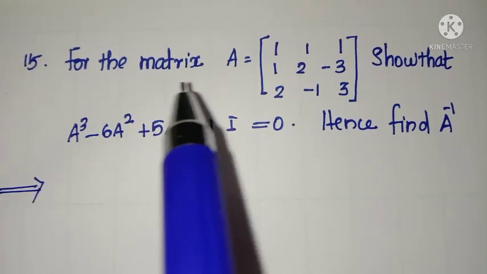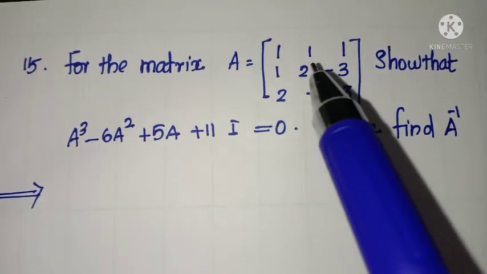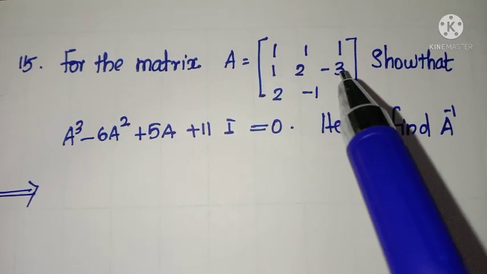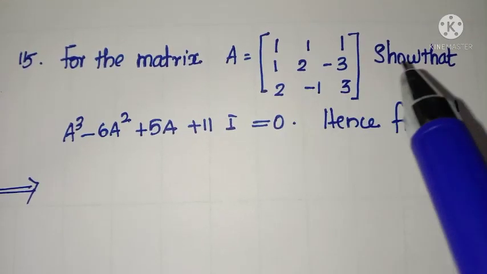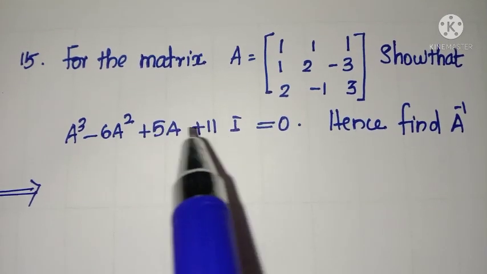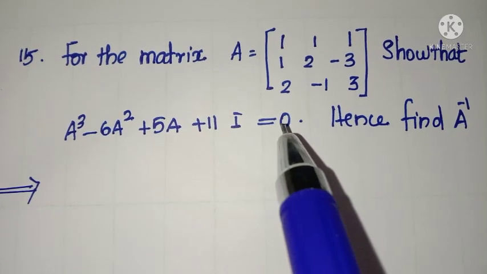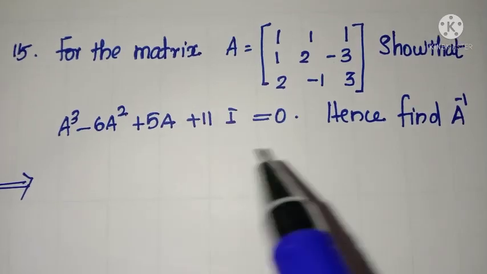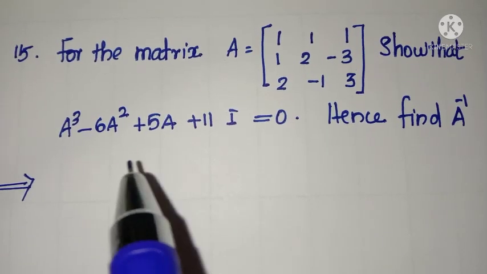Question number 15. For the matrix A, 1, 1, 1, 1, 2, minus 3, 2, minus 1, 3, show that A cube minus 6A square plus 5A plus 11I is equal to 0. Hence find A inverse.